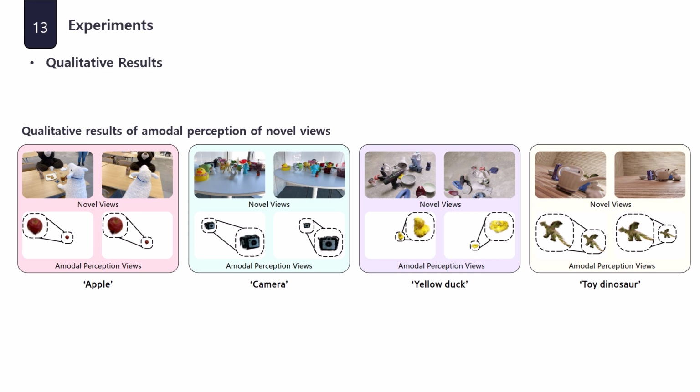For the apple case, you can see two novel views where the apple is occluded by other objects. Below, the amodal perception views show that ReasonGrounder correctly identifies and segments the full extent of the apple, inferring its shape even for the hidden parts. These results highlight a key strength of ReasonGrounder, its ability to reason about the 3D scene and object presence beyond what is directly visible in a single, potentially challenging, novel view.